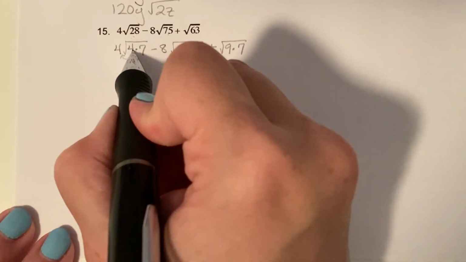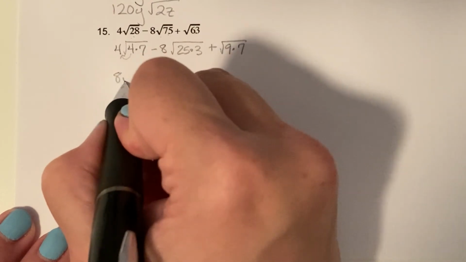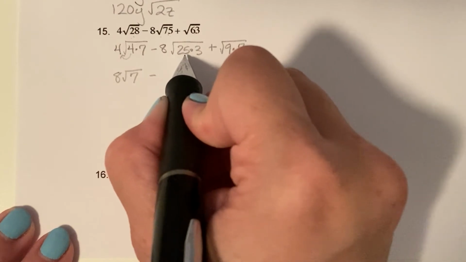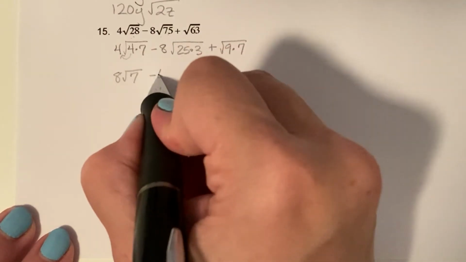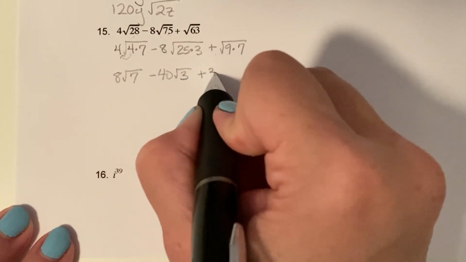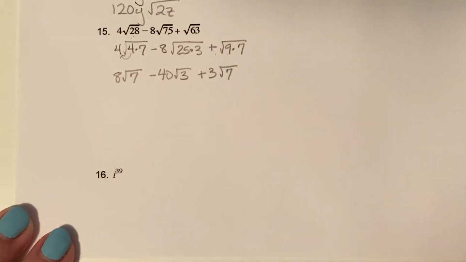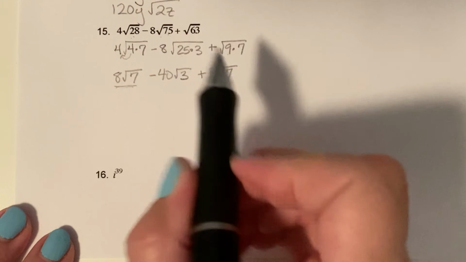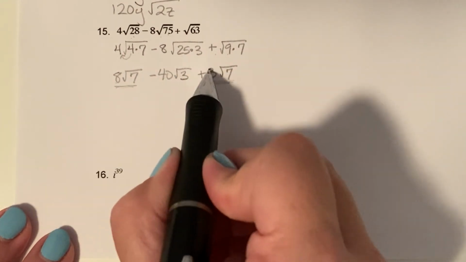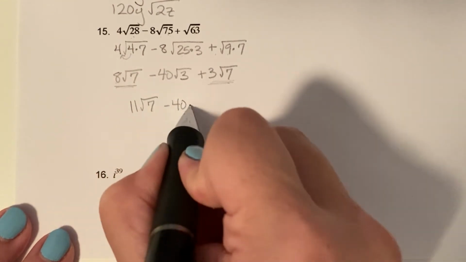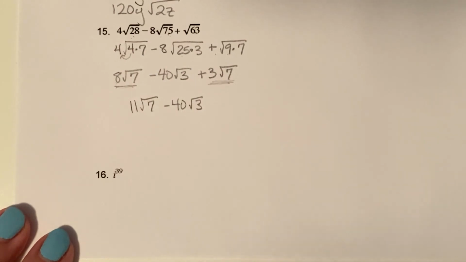Okay, reduce the radical. So square root of 4 is 2. 2 times 4 is 8. Square root of 25 is 5. 5 times 8 is 40. And square root of 9 is 3. There's nothing out there to multiply by. Okay, now we see if we can combine any like radicals. We can. We've got a root 7 and a root 7. So we do 8 plus 3, 8, 9, 10, 11. 11 root 7 minus 40 root 3. And that's as far as we can go.